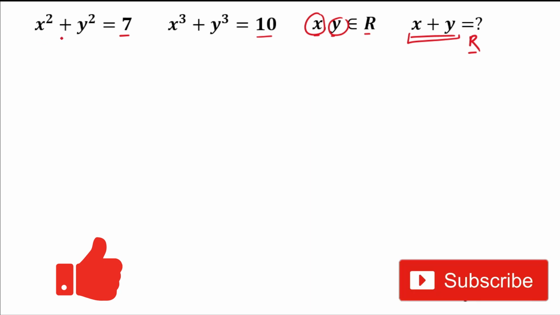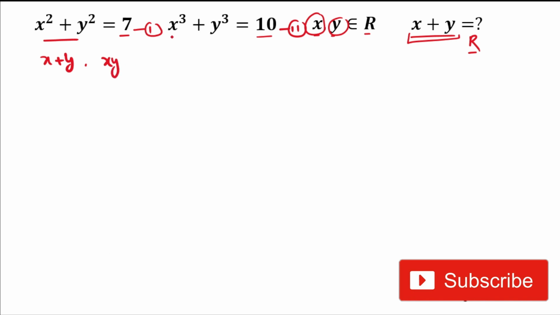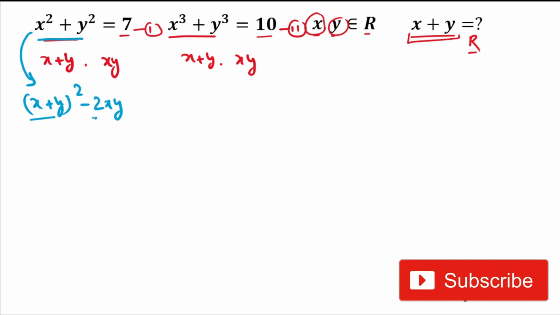So here we have two equations. Let us take this as equation 1 and this one as equation 2. Now equation 1 and equation 2 we can convert in the form of x plus y and the multiplication xy. First of all, the first equation we can write as x plus y whole square minus 2 times xy. This is the value of x square plus y square in terms of x plus y and xy, and the value of it is 7.